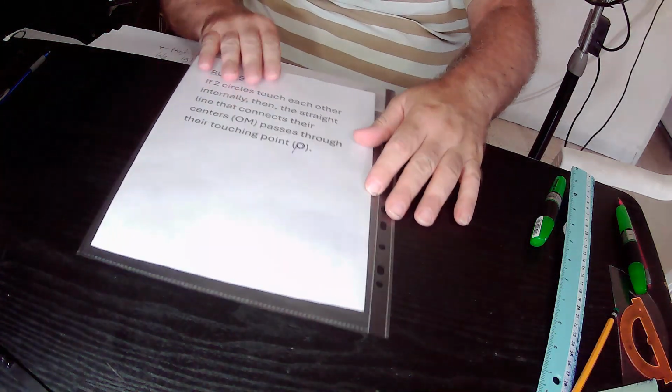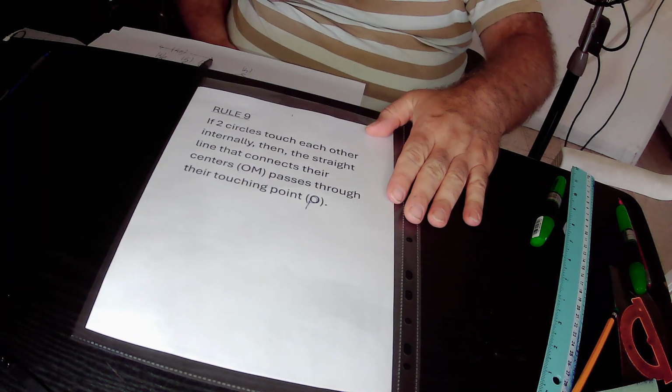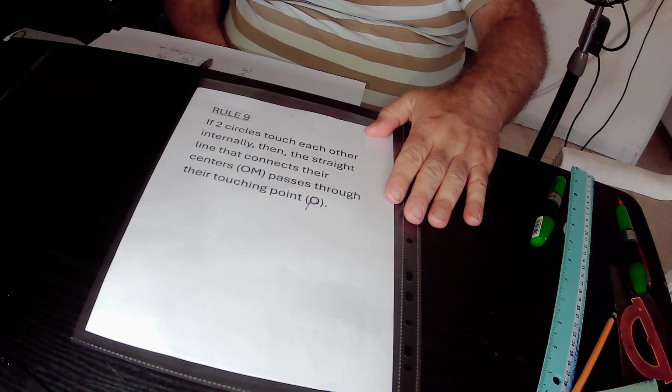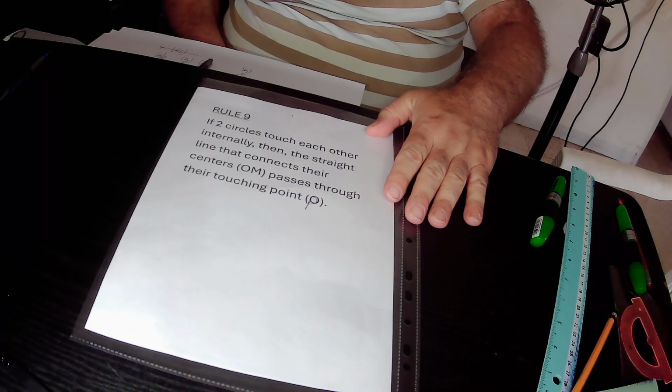According to rule 9, if two circles touch each other internally, then the straight line that connects their centers together passes through their touching point.